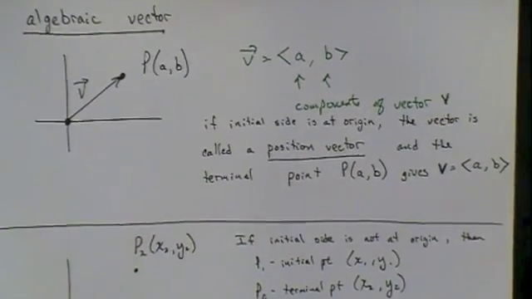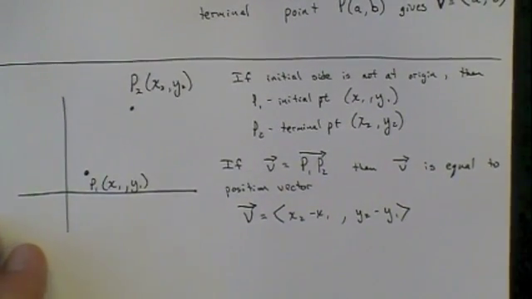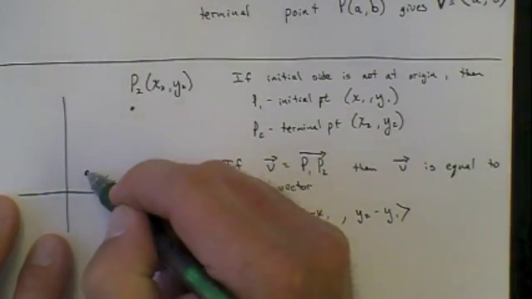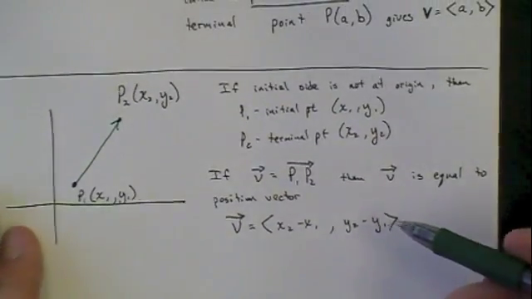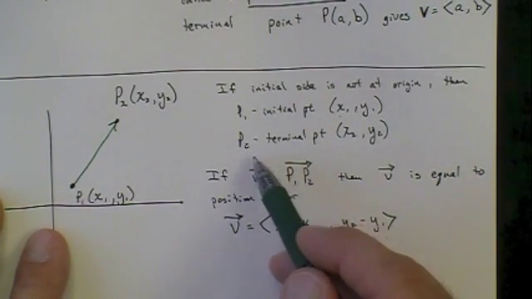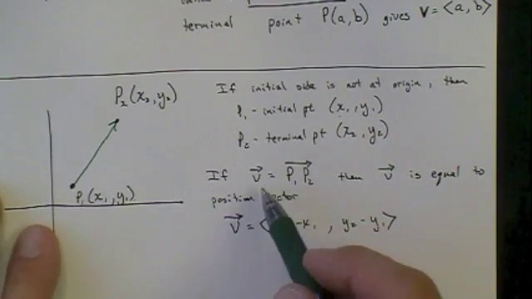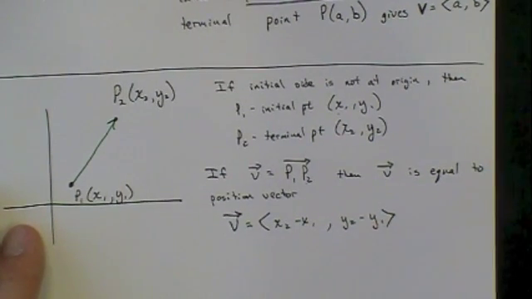Now, if we have a vector that does not start at the origin, if the initial point is not at the origin, so we have point 1 here, and now our vector is going from point 1 to point 2, we could still find the components. So we're saying that point 1 is the initial point with coordinates x1, y1, and point 2 is our terminal point with coordinates x2, y2. This vector going from point 1 to point 2 would still be equal to the position vector, and we could find those components by finding the difference for those 2 points.